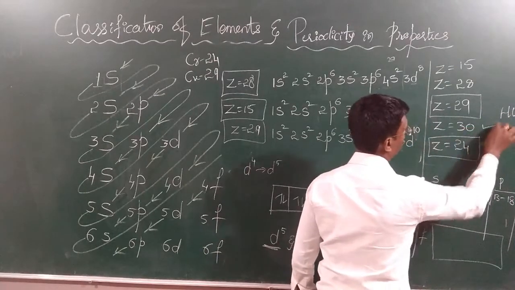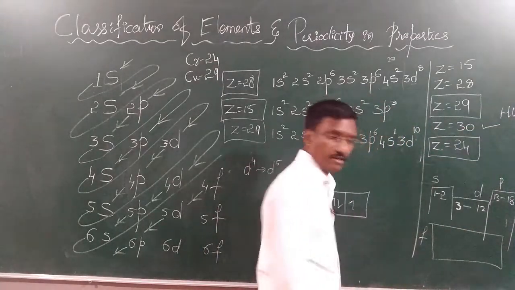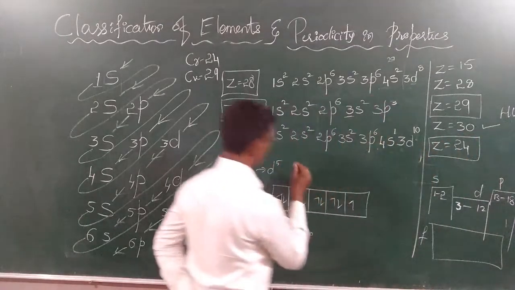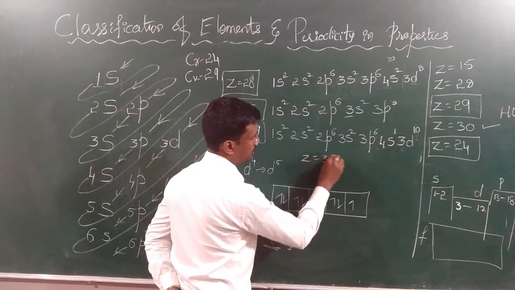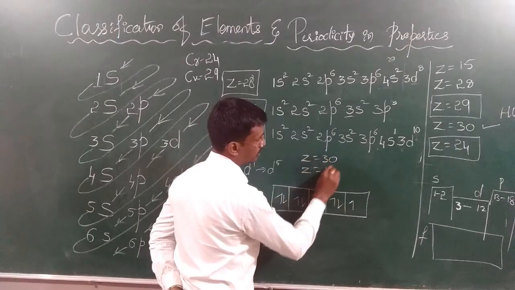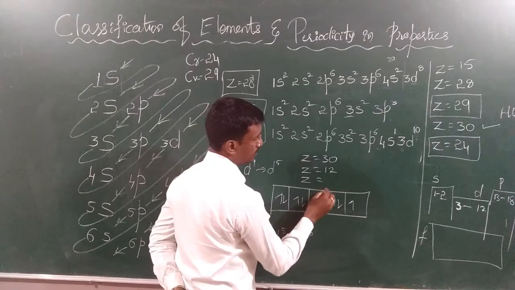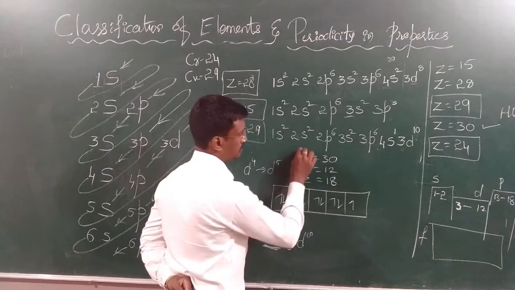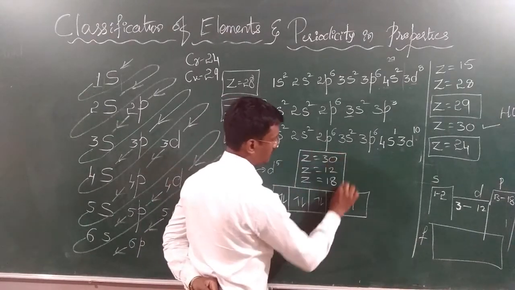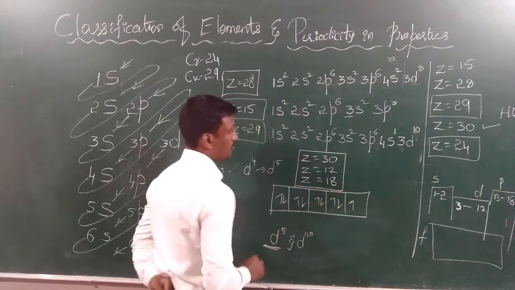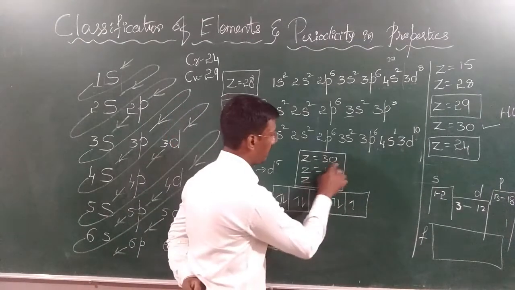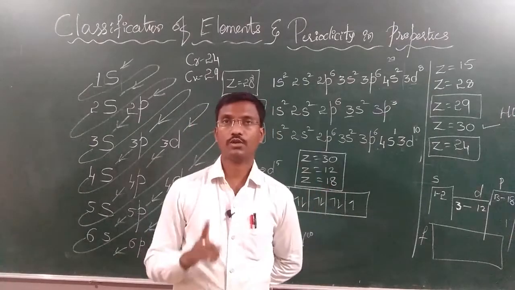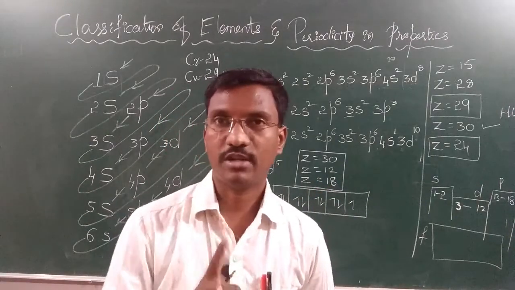Try to write the electronic configuration and tell me the position of the element which has atomic number 30, atomic number 12, atomic number 18. Try to write the position of the elements having atomic number 30, 12 and 18. Along with that, you must remember the names of the elements.